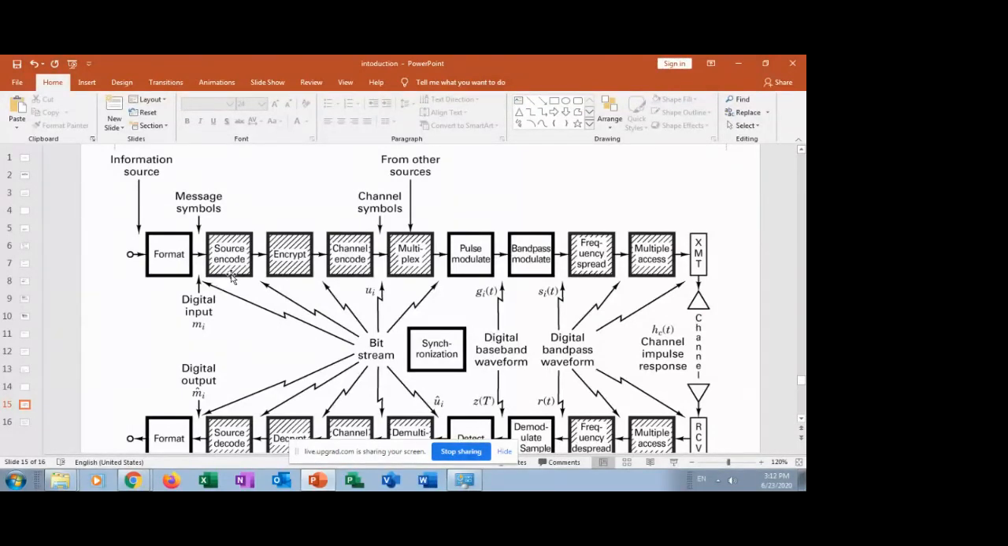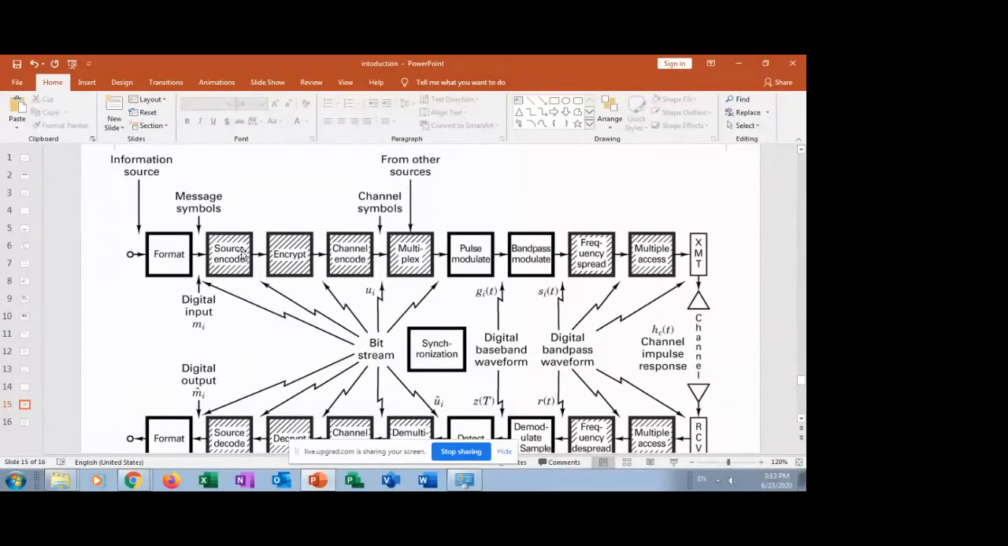parameters: the transmission rate, which means how many bits are generated in 1 second, and the second part is the bandwidth of that signal, the bandwidth of PCM, bandwidth of delta modulation, or bandwidth of adaptive delta modulation, like that. So just remember, the function of the source encoding is nothing but to reduce the signal bandwidth.